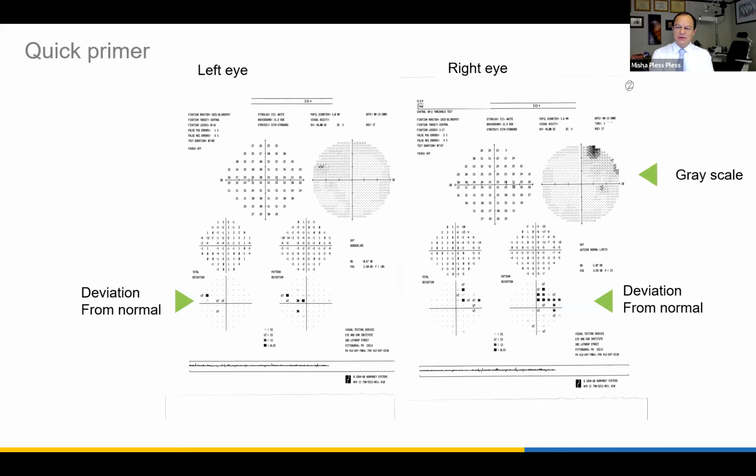So, a quick primer. These are visual fields, automated visual fields. There are many different types of examining the human visual field, but this is one of them. The right eye is on the right side, the left eye is on the left side.